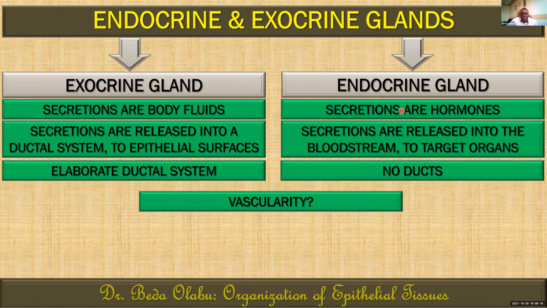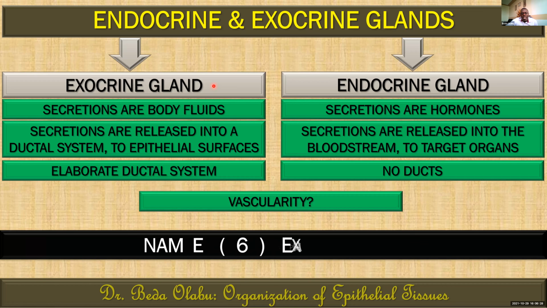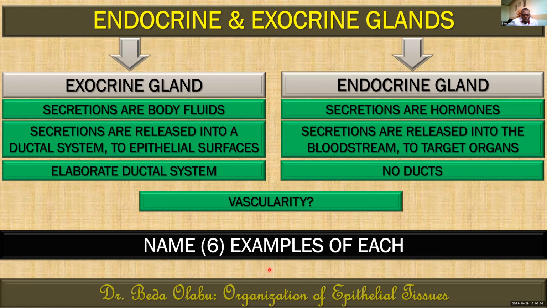If you are to check the differences between the two, we'd expect the endocrine glands to have a lot of blood vessels, compared to the exocrine glands. I believe we can name examples of exocrine glands and examples of endocrine glands. So let me skip that.